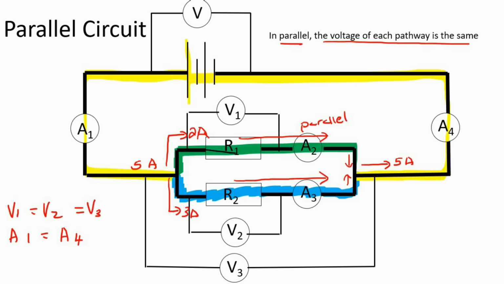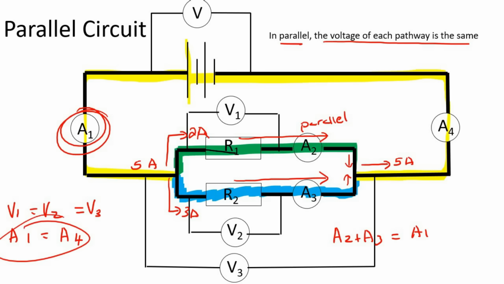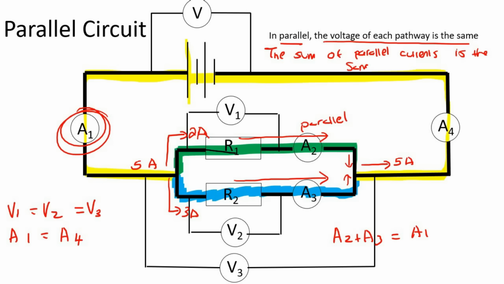So what I was trying to show you here was that A2 plus A3 will be the same as whatever the current is in A1. Okay? And also just remember that A1 and A4 are the same. So we could say that the sum of parallel currents is equal to the current in the main circuit. Now, when I say main circuit, I'm talking about this part that is in yellow, okay? The part where it has not split up. So the sum of parallel currents. So what do I mean by that?